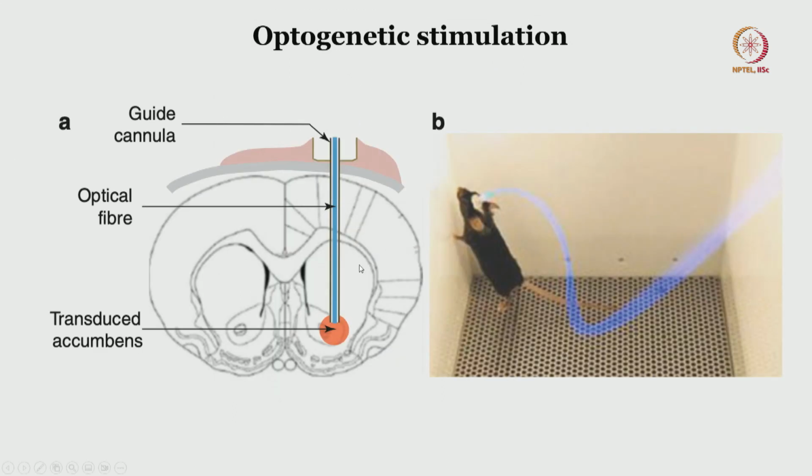So this is how we do it, wherein you select the target and leave the optic fiber right on top of it. And here is an example of the nucleus accumbens target, wherein the optical fiber is right on top of it and partly into it, and you have a guide cannula through which the optic fiber that you are seeing here will be passed to stimulate it.